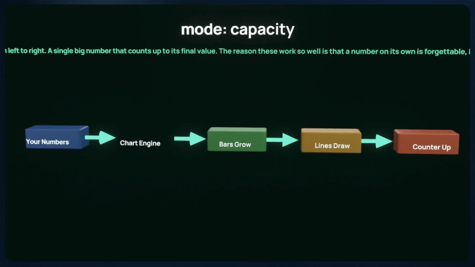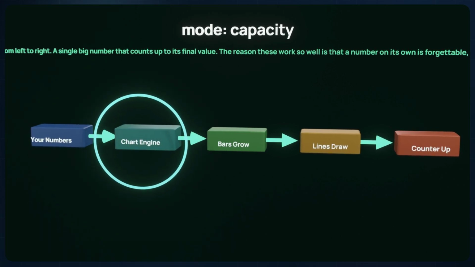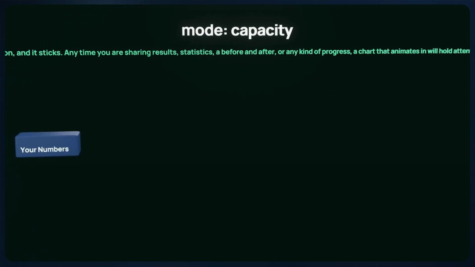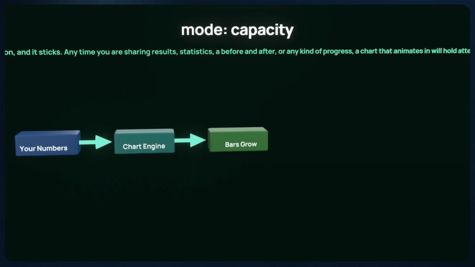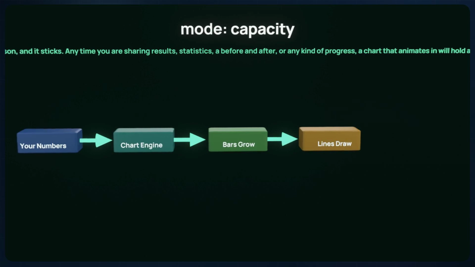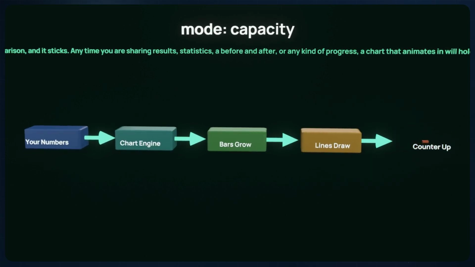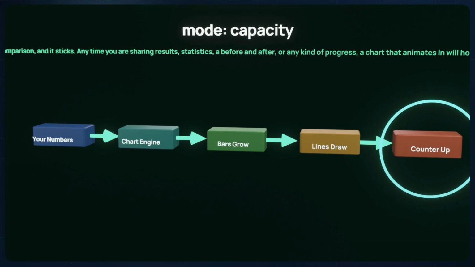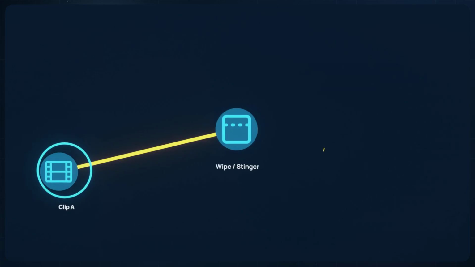The reason these work so well is that a number on its own is forgettable, but a number that moves feels like it means something. You see the growth happen, you feel the comparison, and it sticks. Anytime you are sharing results, statistics, a before and after, or any kind of progress, a chart that animates in will hold attention far better than a flat image ever could.